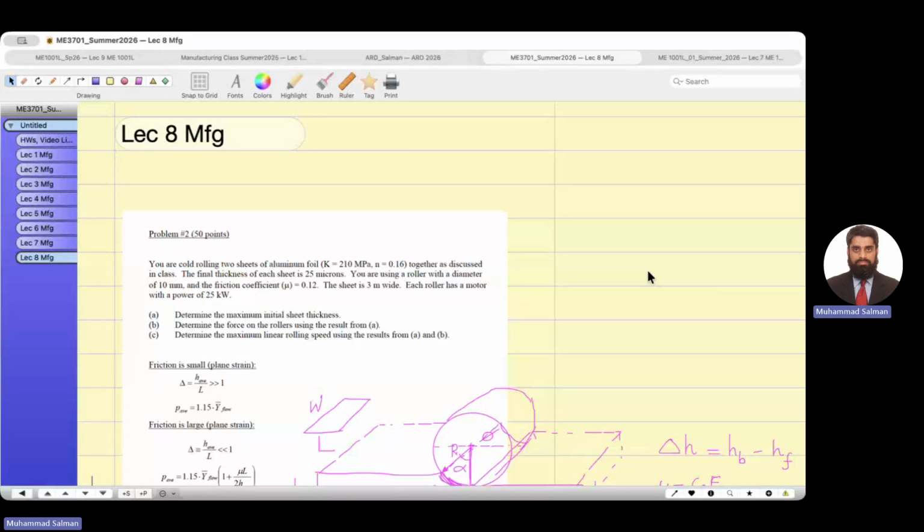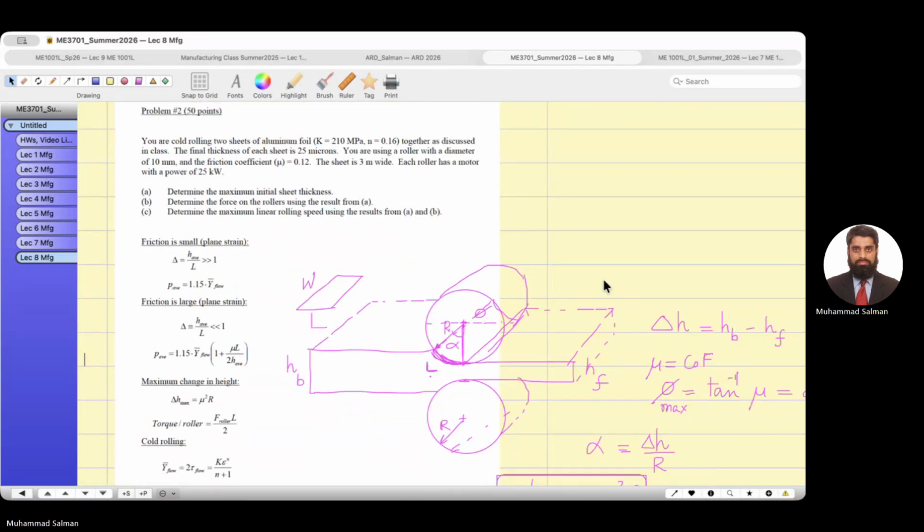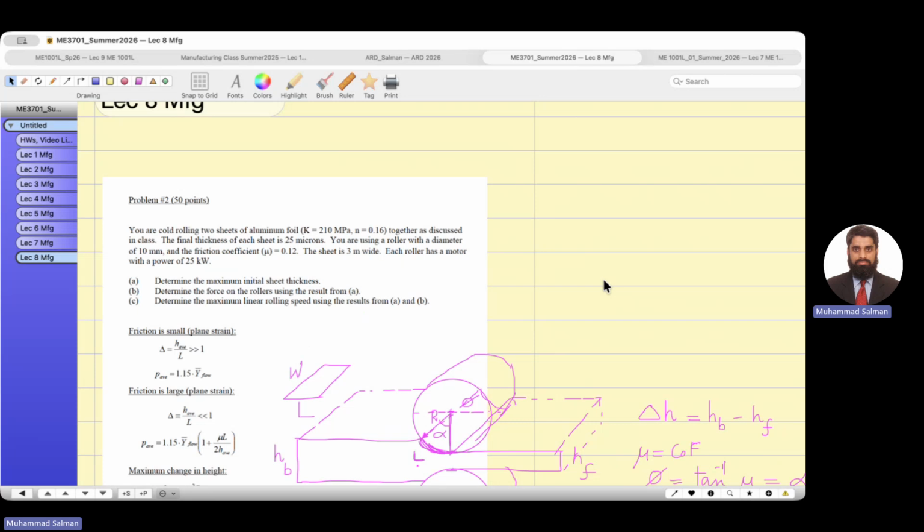Aluminum foil, and the K value is given, which is 210 megapascals, and the index n equals 0.16, as discussed in the class. The final thickness of the sheet is 25 microns.